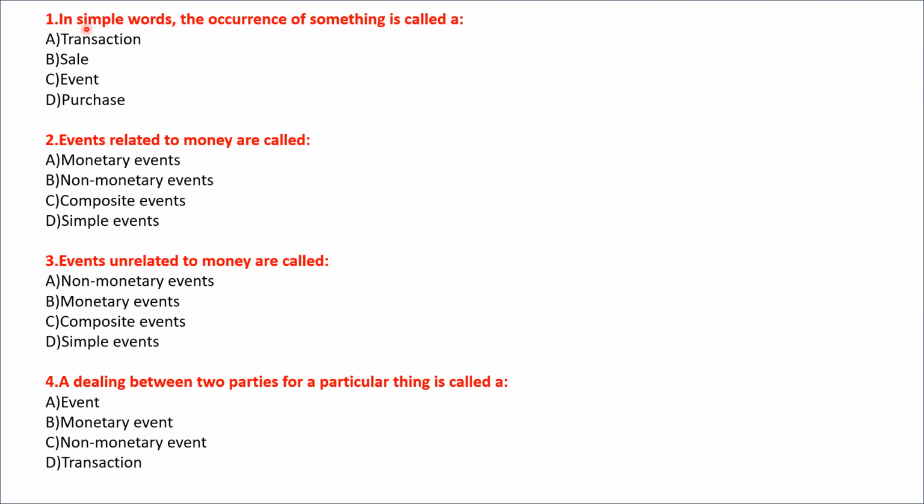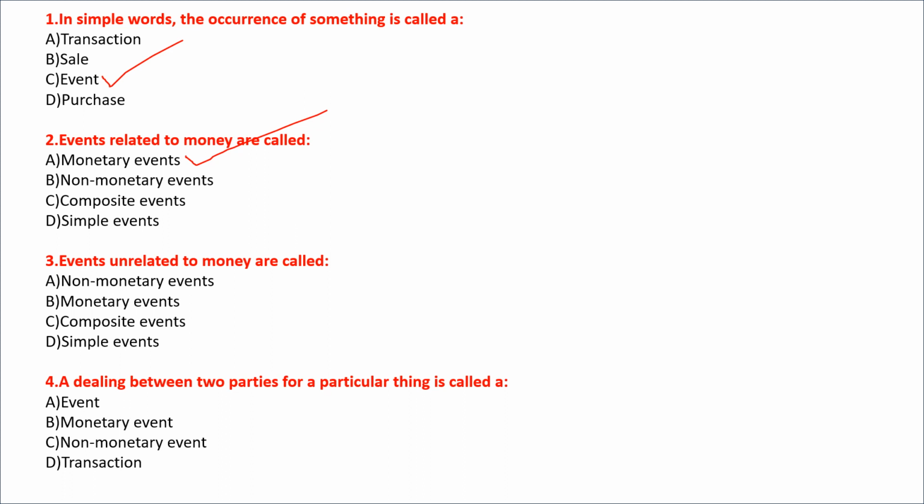So the first question is, in simple words, the occurrence of something is called a, let's see the options: transaction, sale, event and purchase. So the right answer will be option C, event. Okay, next question is, events related to money are called, let's see the options: monetary events, non-monetary events, composite events and simple events. So the right answer will be option A, monetary events. Okay, the transactions which are related to money are called monetary events.